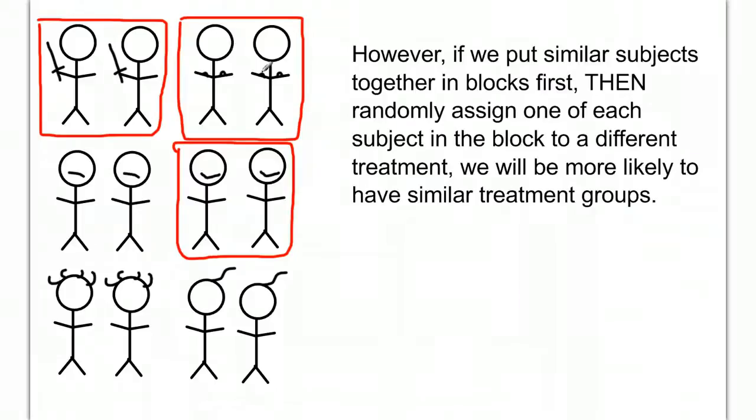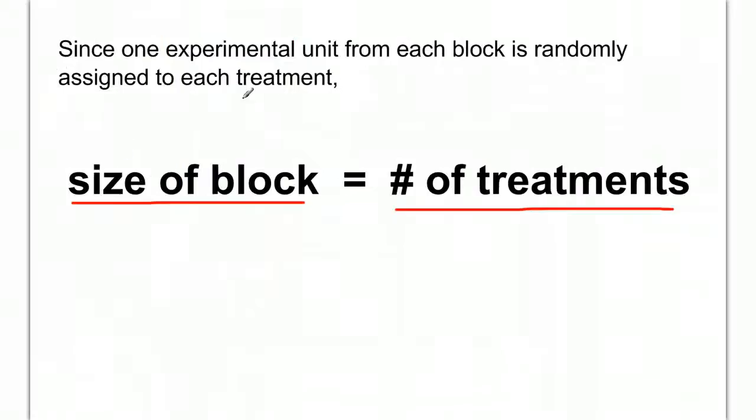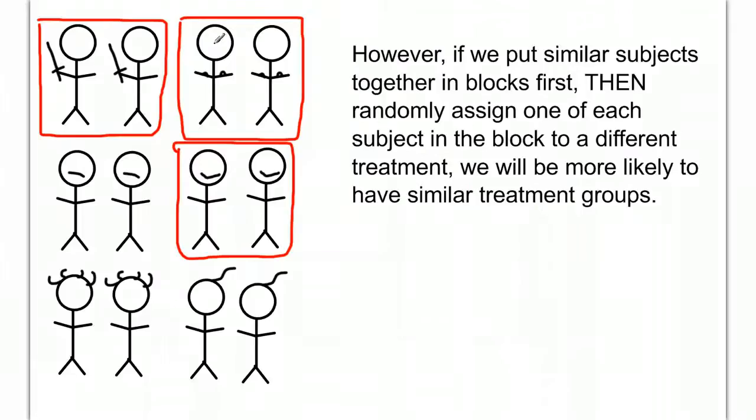The number of people inside of each block is the same as the number of treatments, because we're going to send one person to one treatment group, the other person to the other treatment group. And so if there were 3 treatment groups, we'd need to have 3 people in each block.